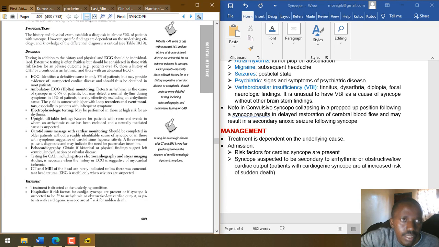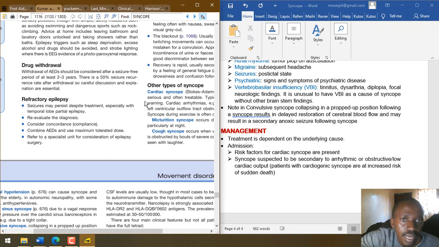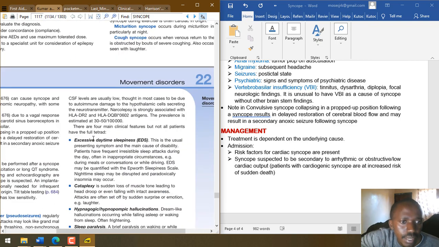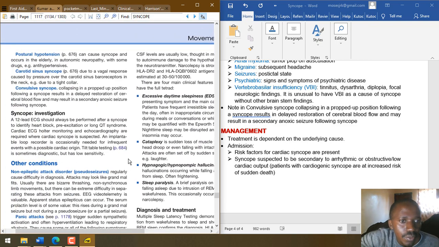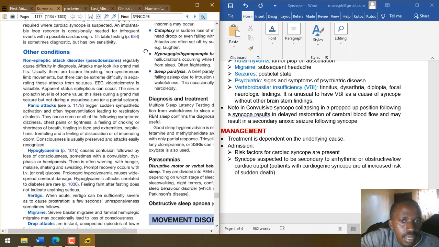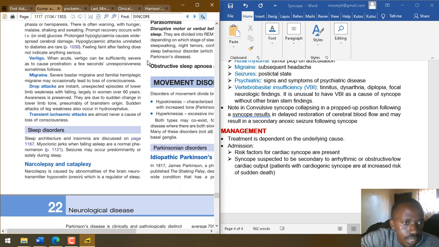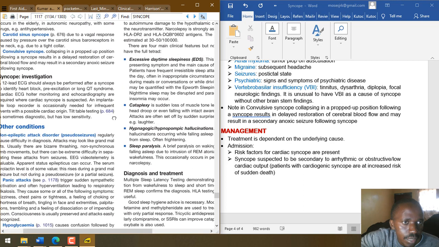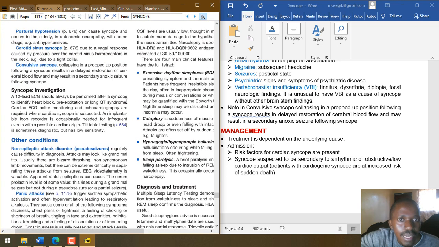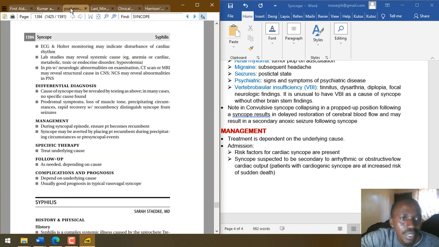Let's see what Kumar and Clark is actually saying. So we have actually read up until there for Kumar and Clark. And here they even talk about differential diagnosis and other things. Here they don't even talk about treatment. Kumar and Clark is very, very rapid and to the point. Okay, let's get back to here. Differential diagnosis. Okay, fine.